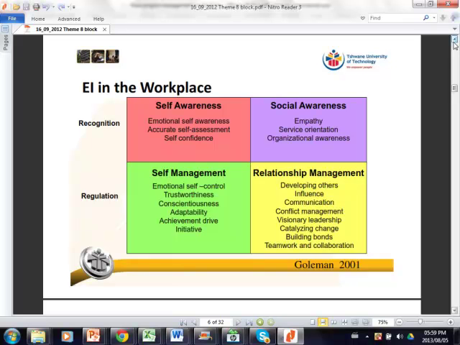Right, so as I said, Goleman's model addressed emotional intelligence in the workplace, and as I said, there is the recognition part, which is about self-awareness, so being able to recognize my own emotions, and about social awareness.